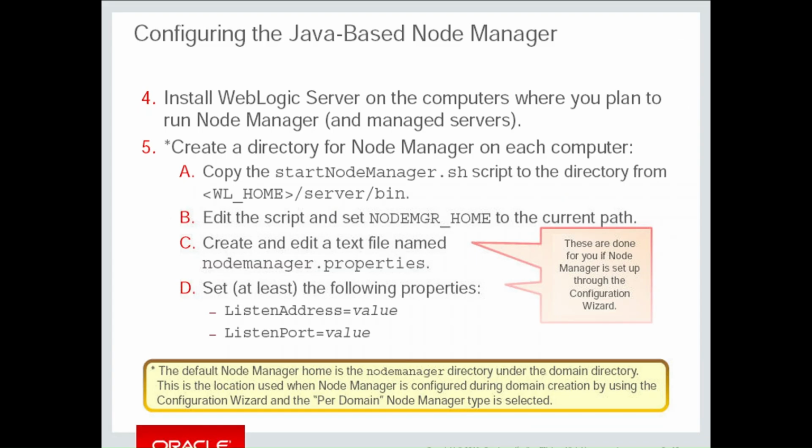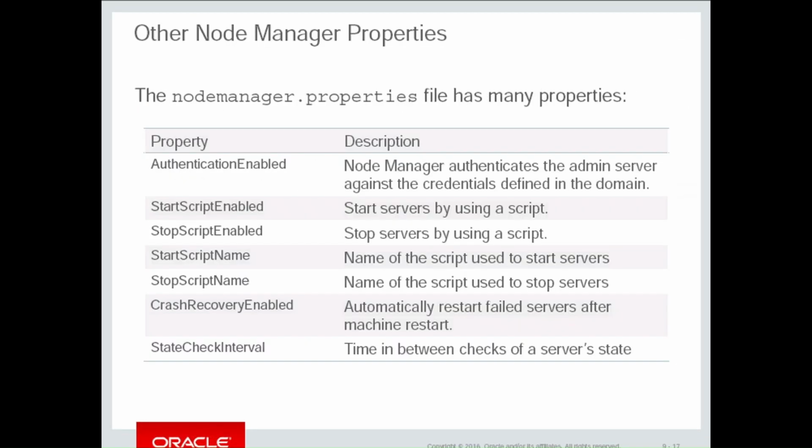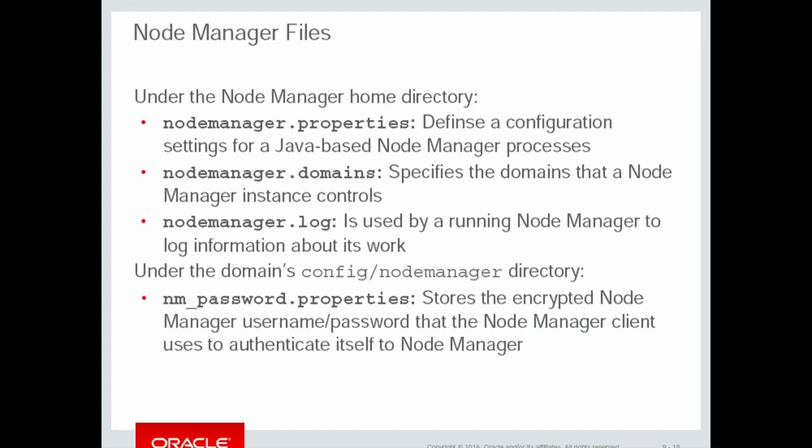Okay, so let's try to understand all these files, and then we will go ahead. Node manager files are under the node manager home directory. nodemanager.properties defines configuration settings for a Java-based node manager process. And nodemanager.domains specifies the domains that the node manager instance controls. So we'll see all the node manager domains here. We will see this node manager is part of which domain.